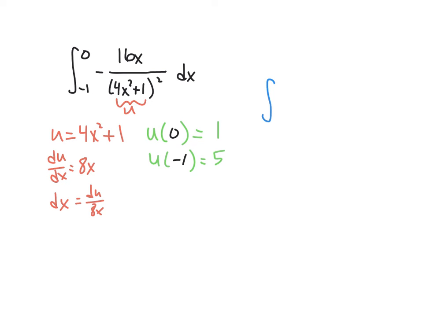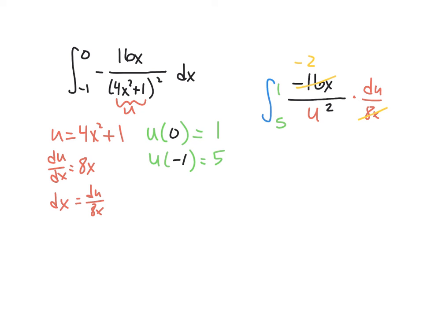We're going to have -16x over u squared, because we substituted in u for 4x squared plus 1. And then we're going to substitute for dx, which was du over 8x. Again, we have some canceling going on. The 8x and the -16x make -2. And when I rewrite this, I forgot to put in my limits of integration. I got a 5 down here and a 1 down here. Don't freak out that the numbers aren't in order. The minus in the fundamental theorem will take care of all that.